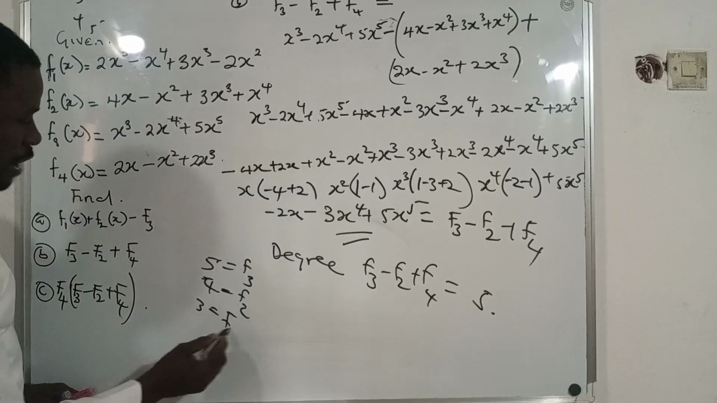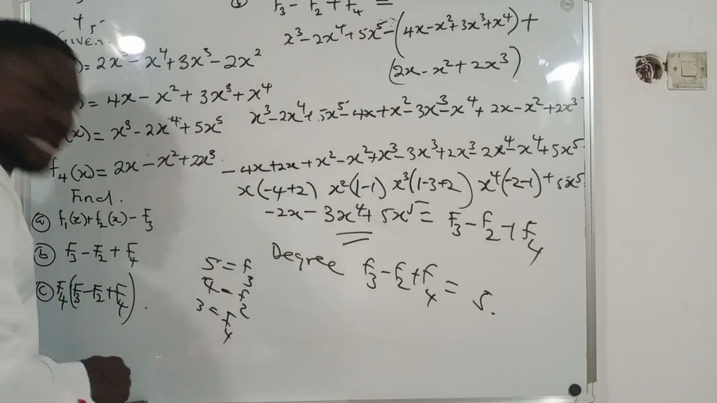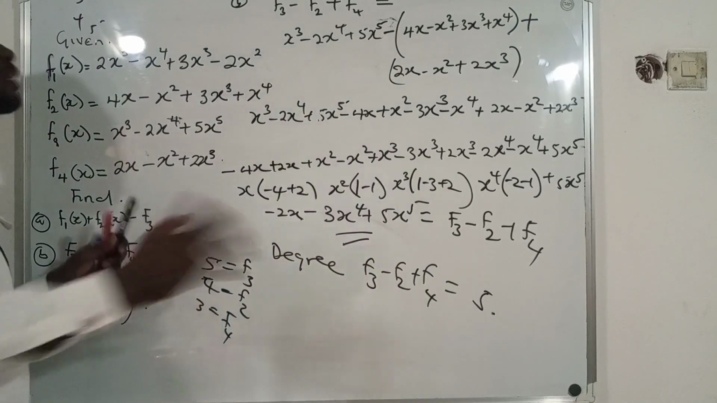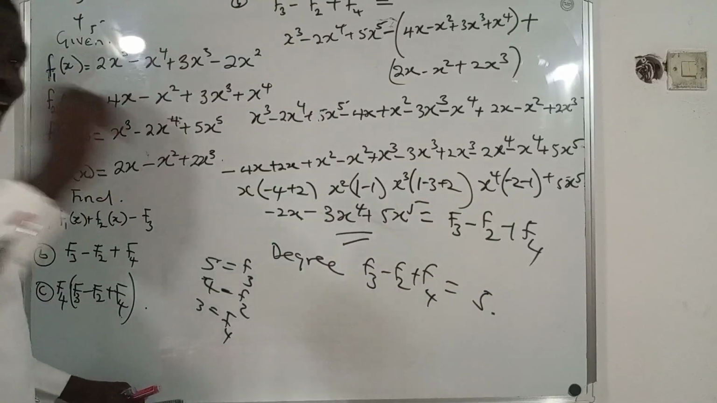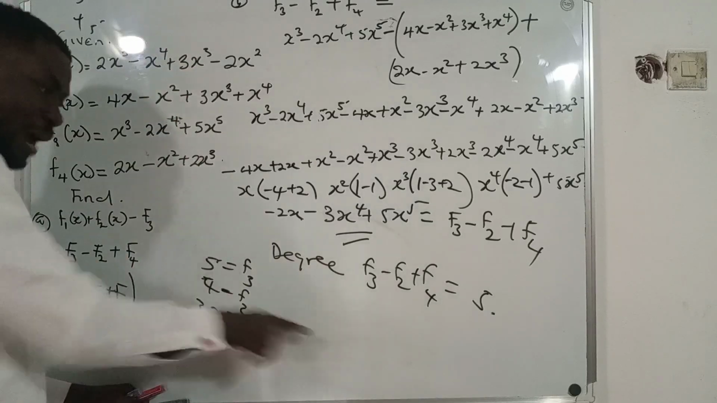You can now say, what is the highest between 5, 4, 3? You see that 5 is the highest. Therefore, the answer is 5, without actually doing all of this. But if it's an examination that demands you to show how you arrive at that 5.